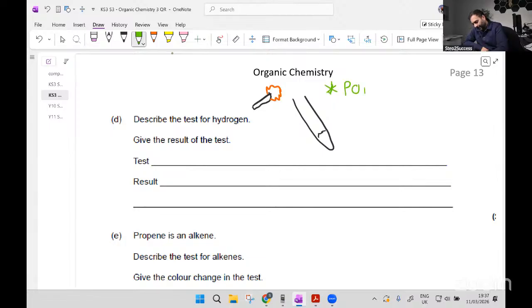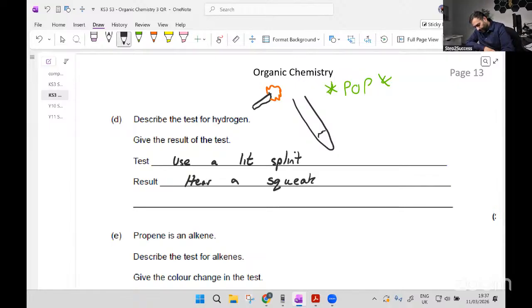I will hear a pop sound. That will prove that it's hydrogen because hydrogen burns with this squeaky pop. So the test is use a lit splint, and the result is you would hear a squeaky pop. Squeaky and pop, both examples of alliteration, if you want to just divulge into some English.